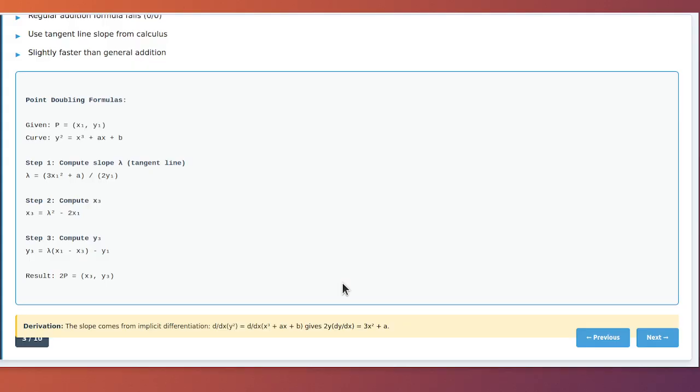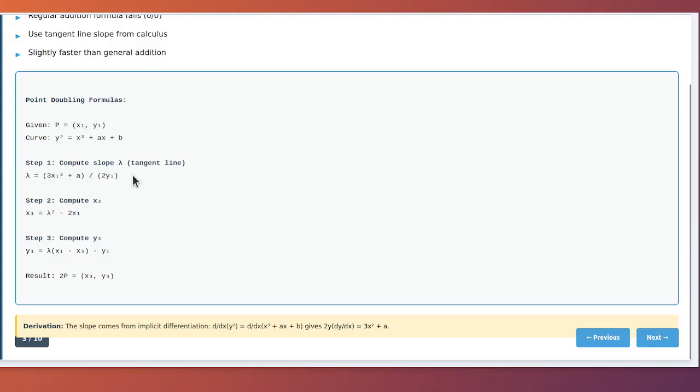Differentiating both sides with respect to x, we get 2y times dy/dx equals 3x squared plus a. Solving for dy/dx, we find that dy/dx equals (3x squared plus a) divided by 2y. At point P equals (x1, y1), the slope is lambda equals (3x1 squared plus a) divided by 2y1. This is our doubling slope.